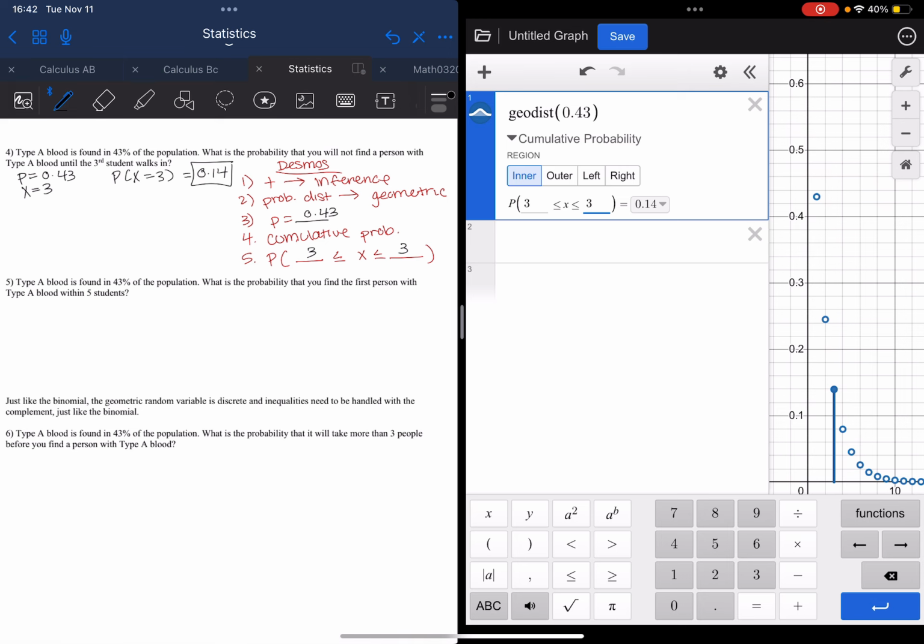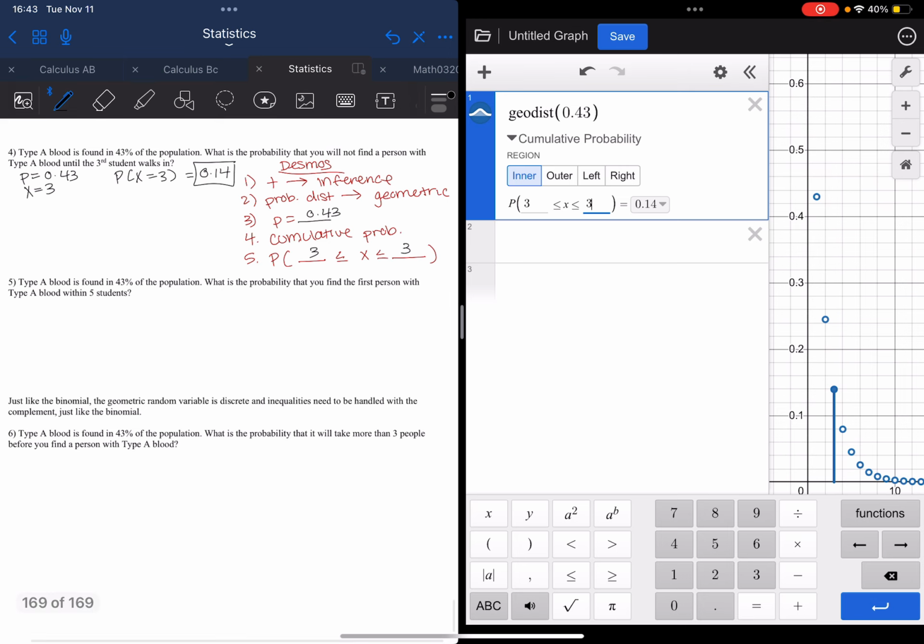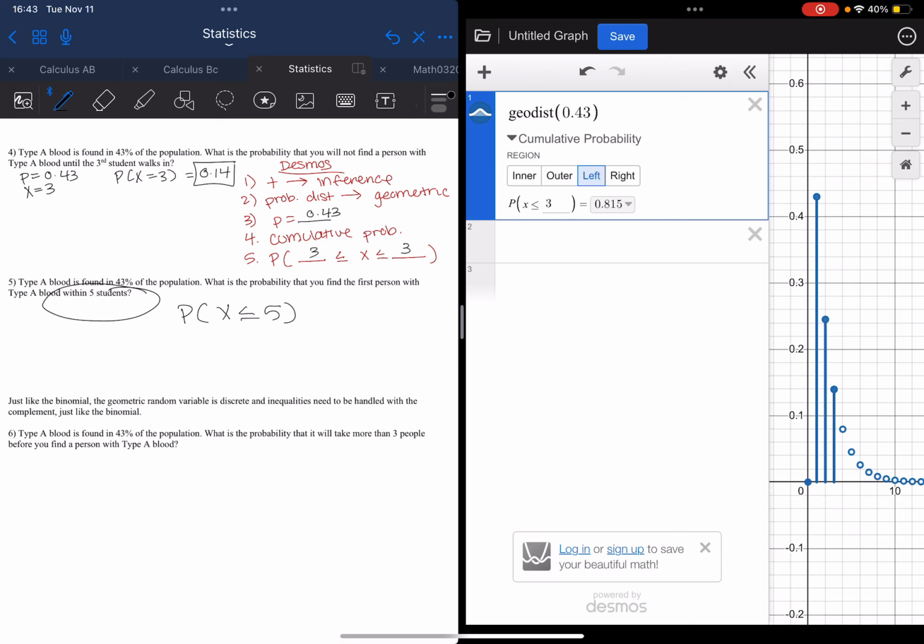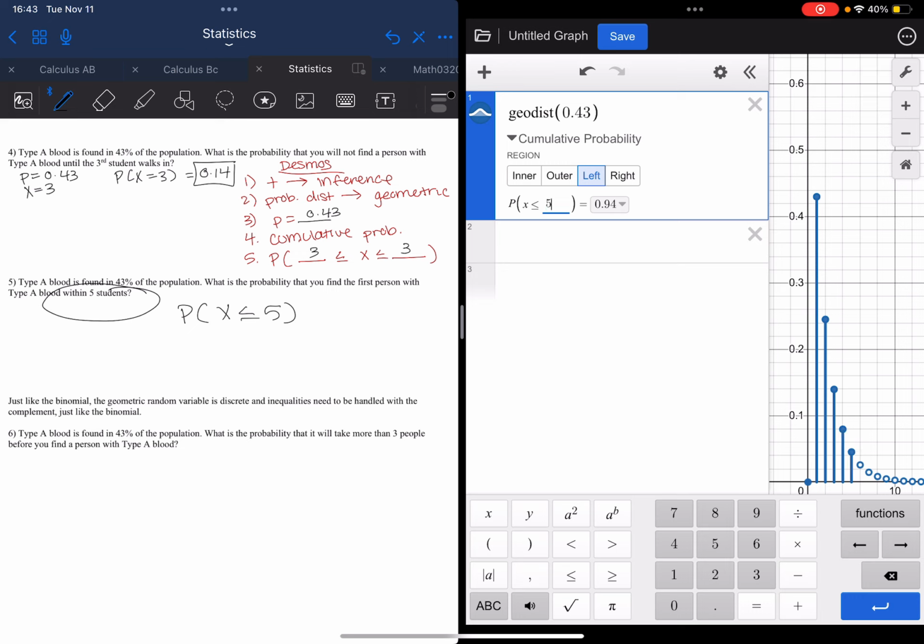So I'm going to do the same thing for 5 and 6. It says type A blood is found in 43% of the population. What is the probability that you find the first person with type A blood within 5 students? So within 5 students, that's the same as saying the probability of X less than or equal to 5. I'm going to look at the regions, find the one that is less than or equal to, and switch out my number for 5, and I get a probability of 0.94. I'm going to cross off that bit of information because we don't need to deal with the complement here, because Desmos is awesome and it does both less than and greater than.